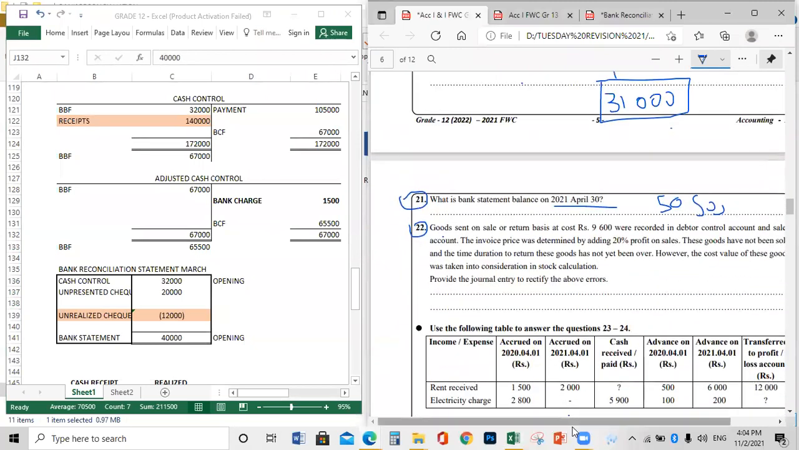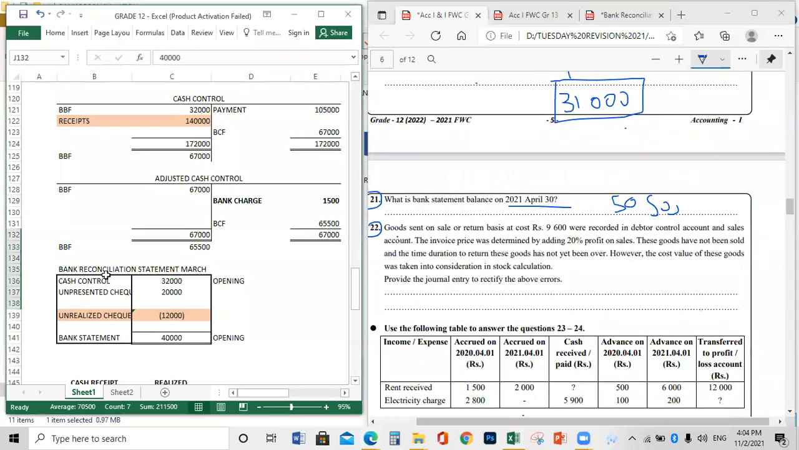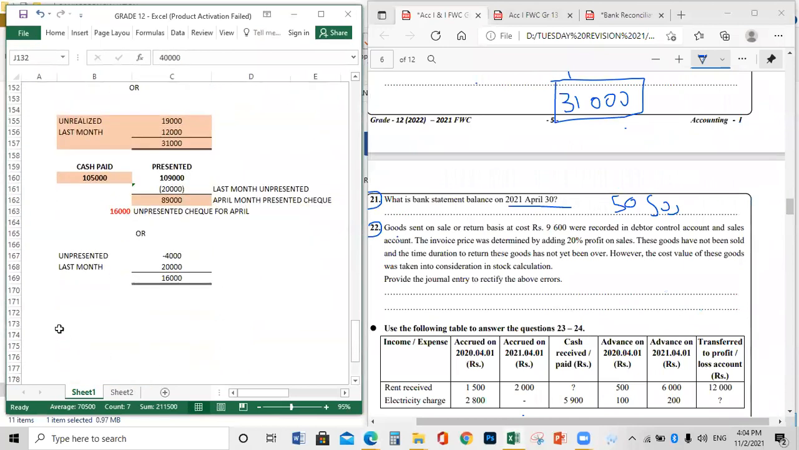Let's see. Goods sent on sale or return basis, that is question number 22. Goods sent on sale or return basis at a cost of 9,600 was recorded in the debtor control account and sales account. The invoice price was determined by adding 20% profit on sales. Markup or margin? Quickly tell me. Markup or margin?